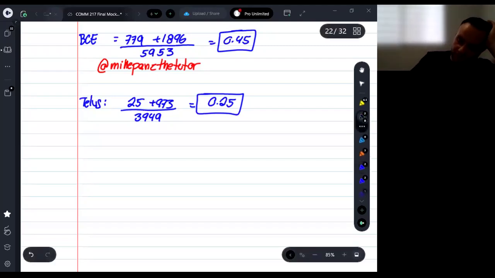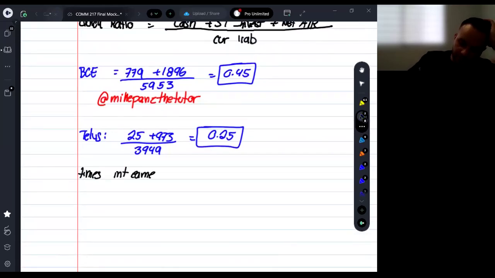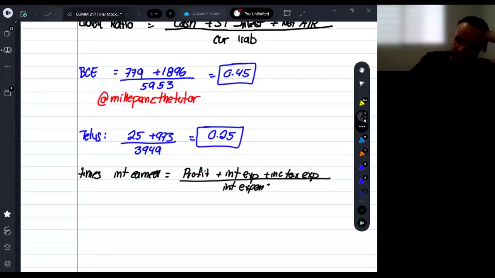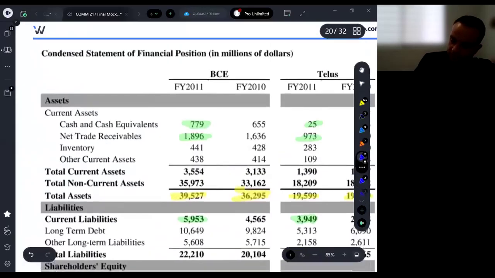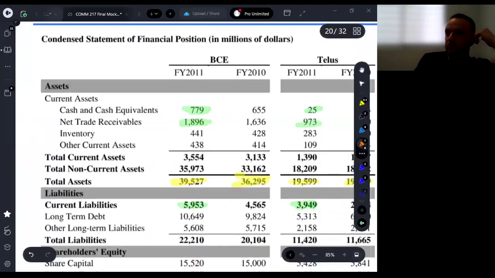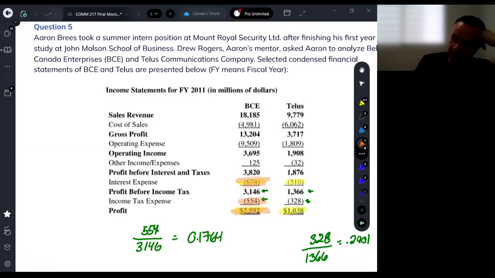And the last one is times interest earned, what they wanted. So here you take the profit plus interest expense plus income tax expense, all over the interest expense. Let's take a look. So we said the profit, aka the net income, plus the income tax and the interest, all divided by interest.